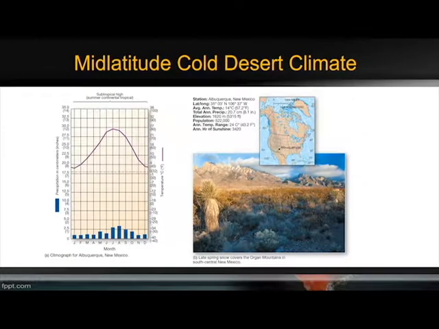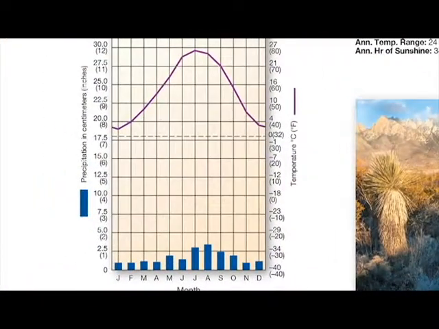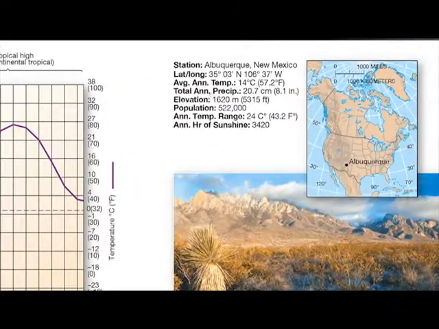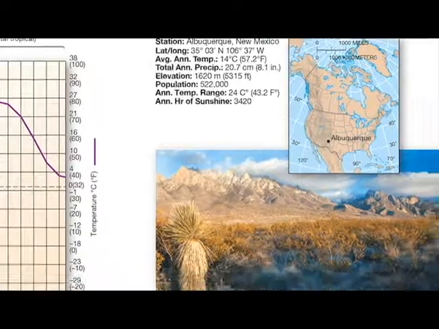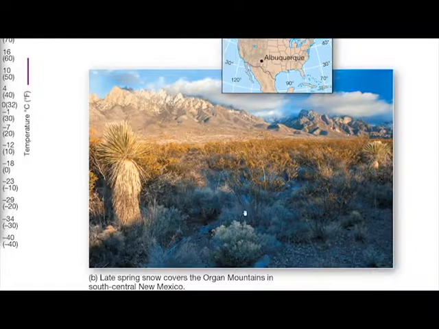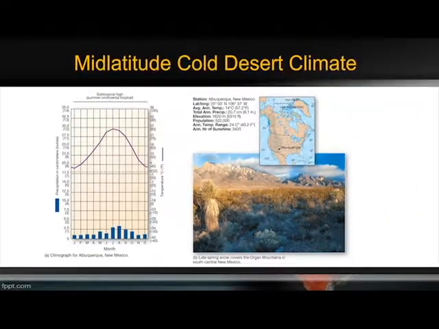Another one is the mid-latitude cold desert. Now you talk about an area in the middle of the continent. Look at the characteristics in terms of precipitation. A little more precipitation, and you see how the temperature changes, but not much cold. Let's see the numbers: average annual temperature 57.2 degrees Fahrenheit, annual precipitation 8.1 inches. You see very little vegetation. Rains, but not much throughout the year.